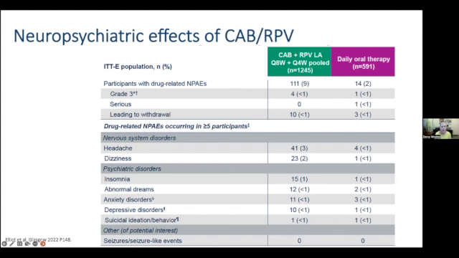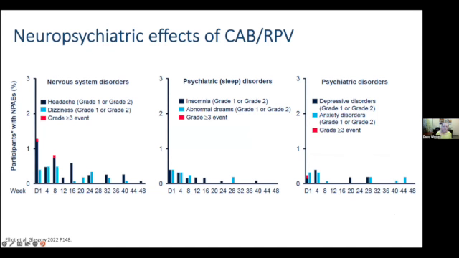They broke it down by nervous system disorders, psychiatric disorders, and then other, which was mostly seizures. And really, these rates were pretty low, maybe a little bit more headache and dizziness in the cabrolpivri group. I really like this figure because this demonstrates how these side effects played out over time.